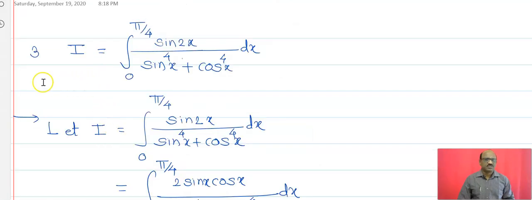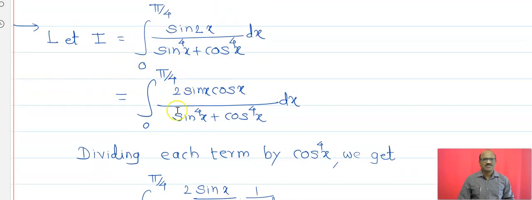Now here is question number 3. I is equals to integral 0 to pi by 4 sine of 2x upon sine of x raised to 4 plus cos of x raised to 4. Now again this can be written as I is equals to 0 to pi by 4. Sine of 2x means what? 2 sine x into cos x. That is, sine of 2 theta is equals to 2 sine theta into cos theta, that you have learned in the Indian standard.